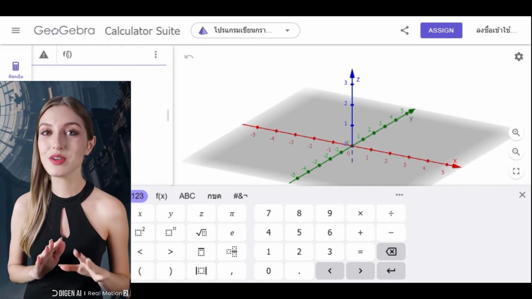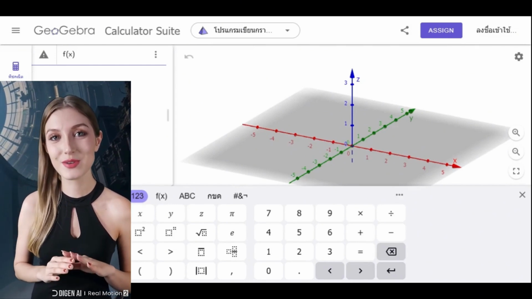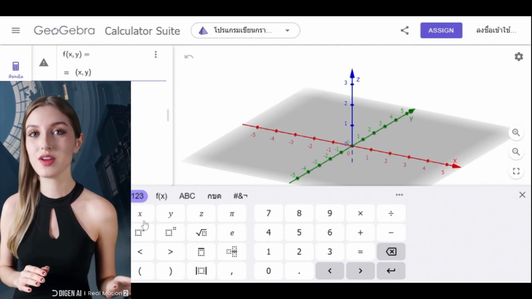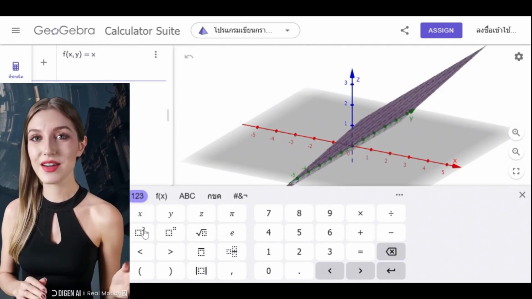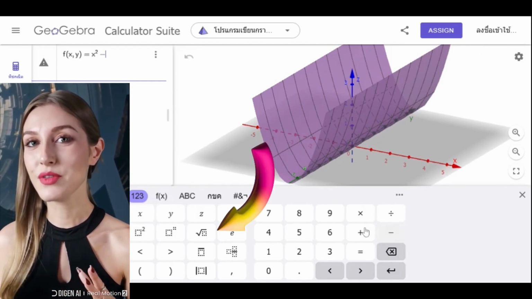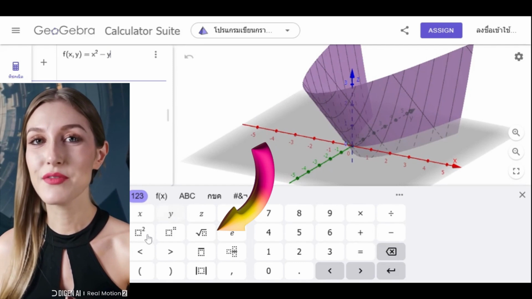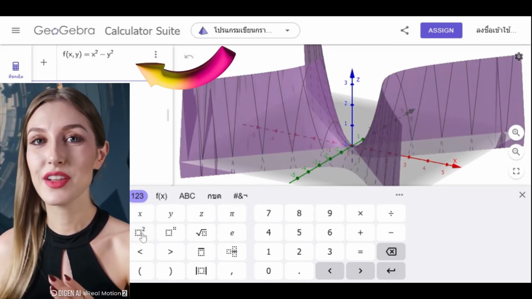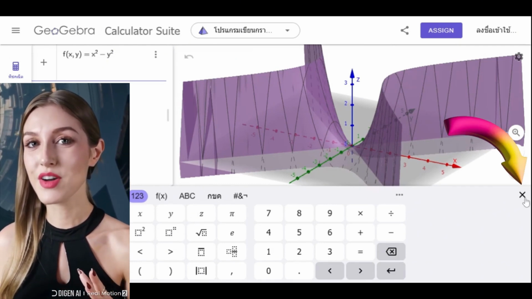GeoGebra is a powerful tool. It's very fast to produce a nice picture. Once we finish typing, the graph is already created. We can use the screen keyboard to write mathematical formulas such as the exponent and square root. Once we finish writing the formula, the final picture of the complex function appears. Click X to close the screen keyboard.